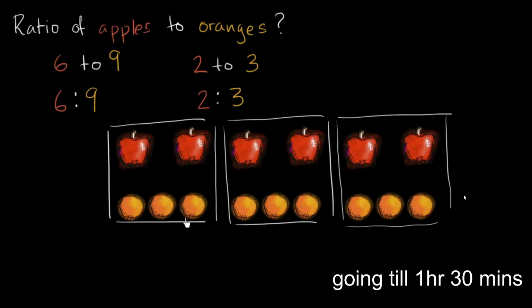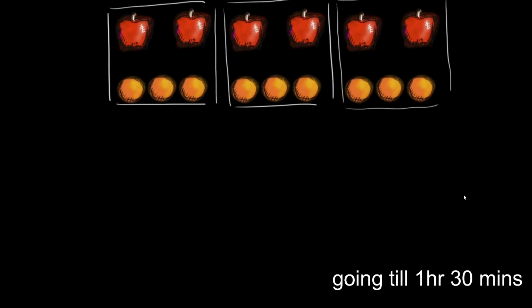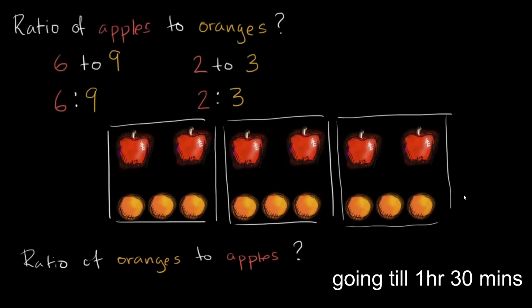But we could think about things the other way around as well. We could also think about the ratio of oranges to apples. And here we would essentially switch the numbers. Notice, up here we said apples to oranges, which is 6 to 9, or 2 to 3 if we reduce them. And here we're going to say the ratio of oranges to apples. So we swapped these two, and so we're going to swap the numbers.